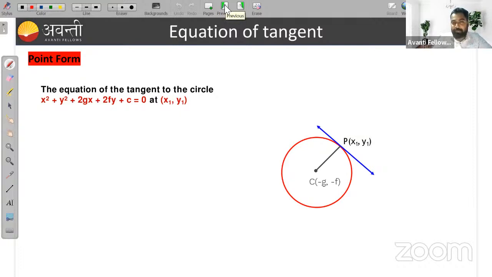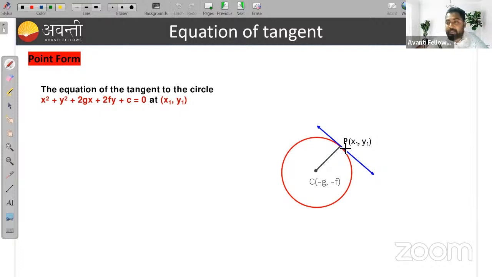Anyone can say, how can we find, if the equation of circle is given like this, x square plus y square plus 2gx plus 2fy plus c is equal to 0, and you have a point on that circle that is x1, y1, the equation of tangent at the point x1, y1? So what is the center here? Minus g, minus f, right? And the coordinate of point P is x1, y1. So how can you find the equation of tangents?